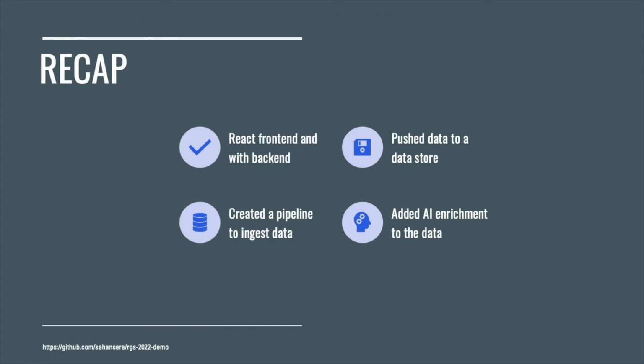Okay, so let's quickly recap what we did so far. We created a React frontend along with a React backend, and then we pushed some data into data storage, and then we created a pipeline to ingest that data, and finally we added some AI enrichment to the data. So now our React app is acting intelligent.